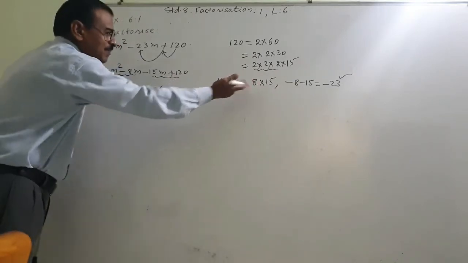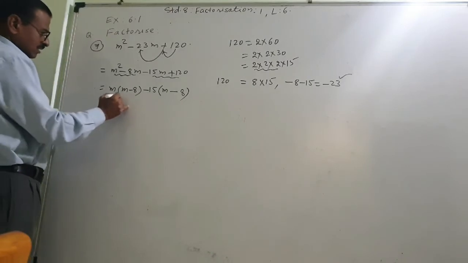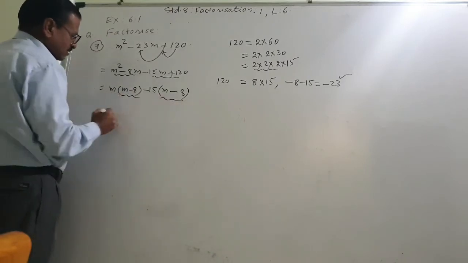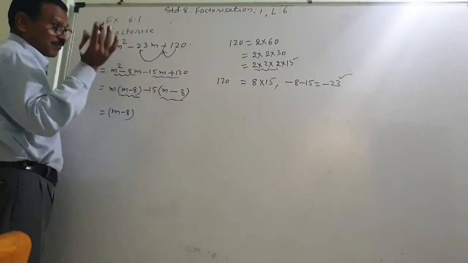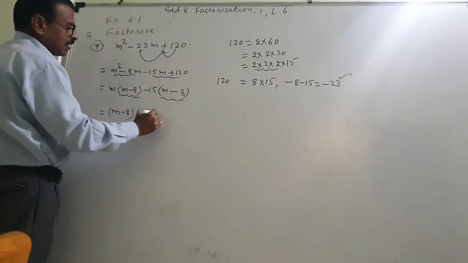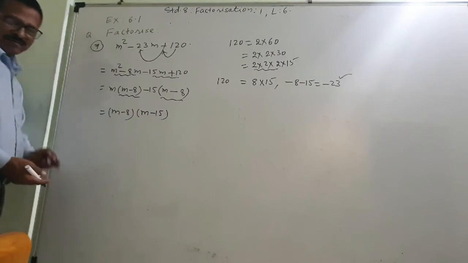So from here itself I can find the factors. Now this is common. So that is equal to m minus 8, this bracket and this bracket is same. That means we are correct. m minus 15. These are the factors of this.